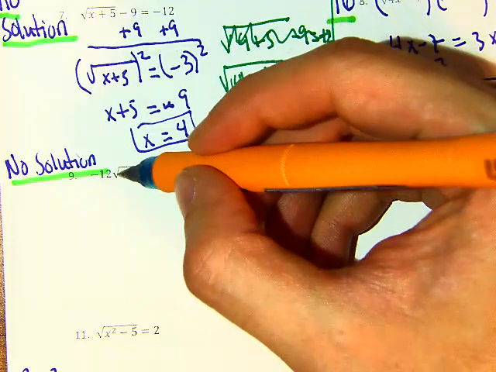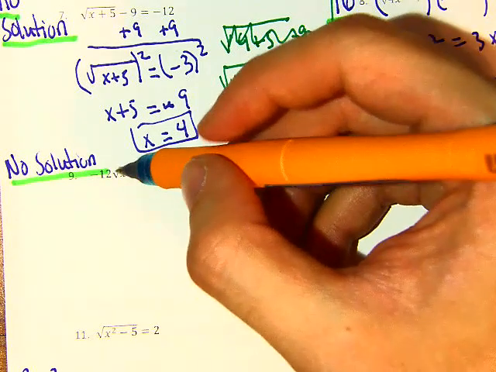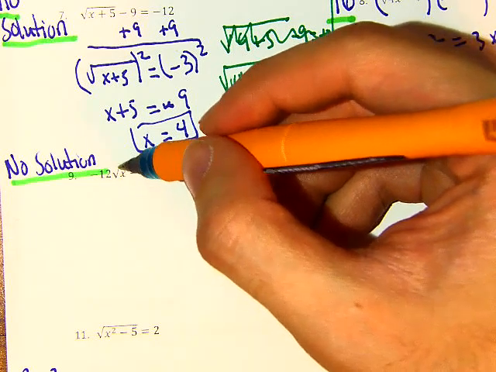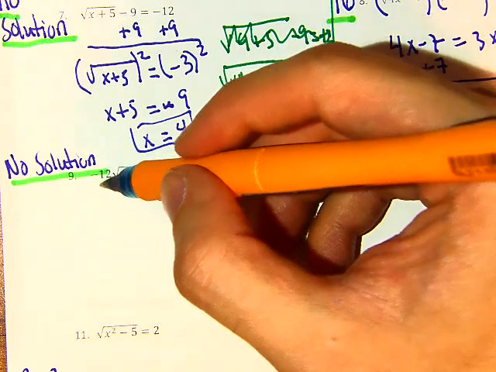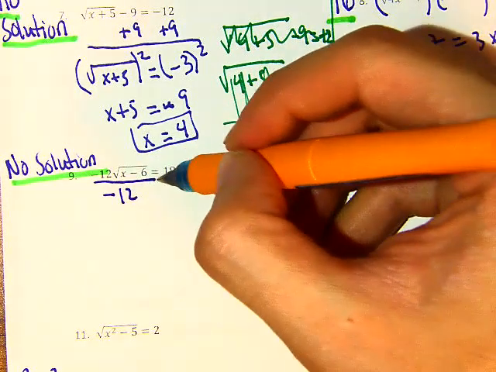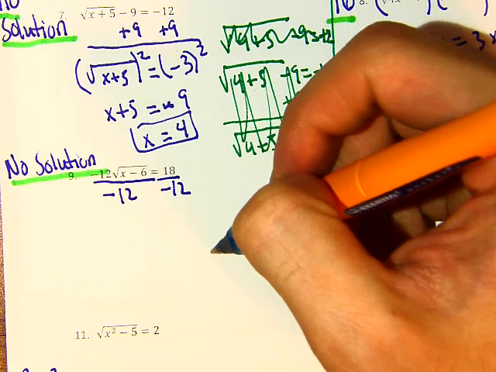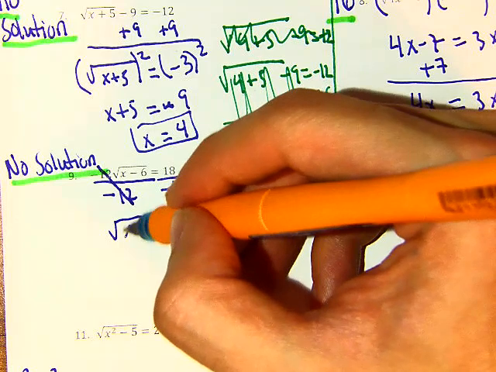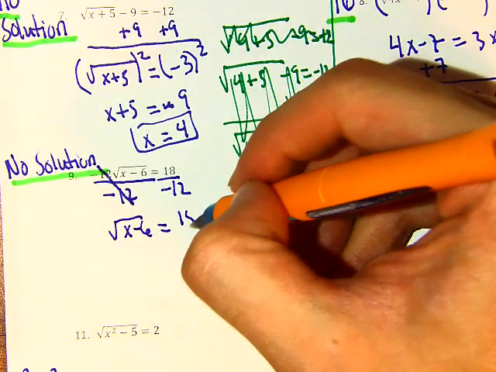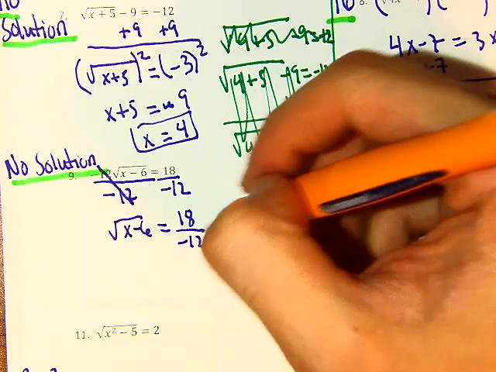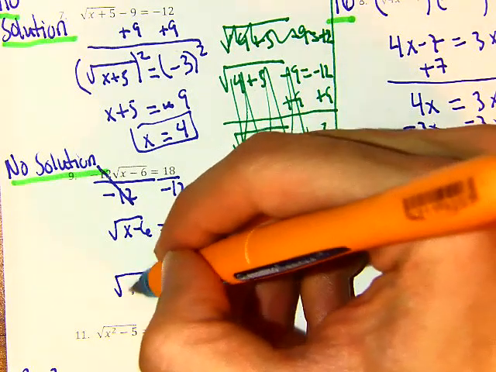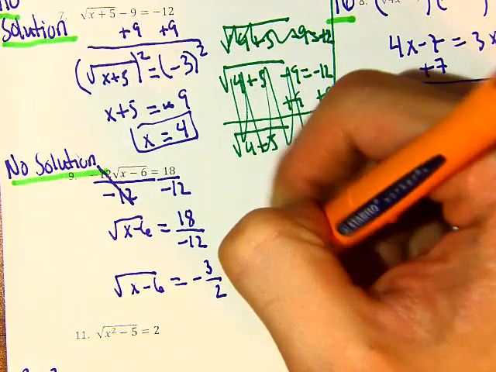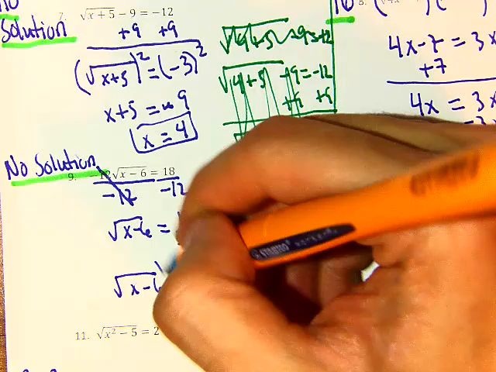So here, the trick for this question is you have to notice that this minus 12 is multiplying to the square root of x minus 6. So what you want to do here is divide minus 12 on both sides. Okay, that's the winning move, because this cancels like that, and now you have square root of x minus 6 is equal to 18 divided by minus 12. But 18 divided by minus 12, that's equal to, what is this? Negative 3 over 2.